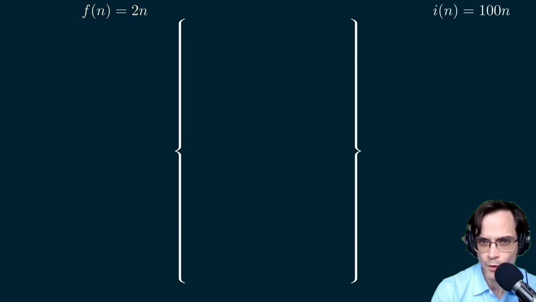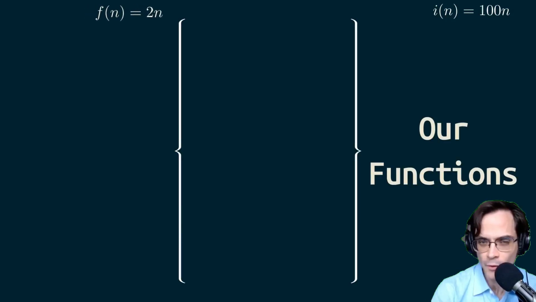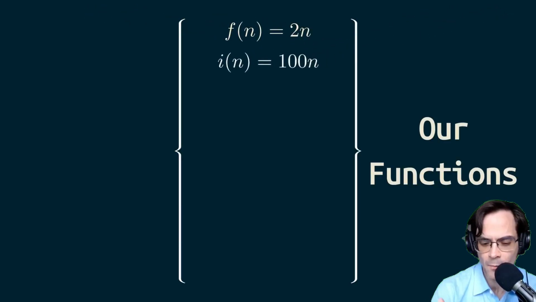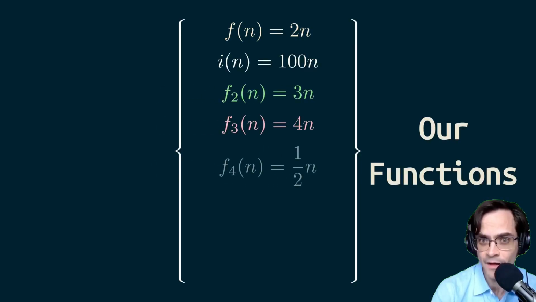So let's have a group called R functions. And we're going to put i of n and f of n in there, but you can also put functions like 3n or 4n or 1/2 n into the R group. For all of these, when you double n, the output is going to double, as we saw with the animations.